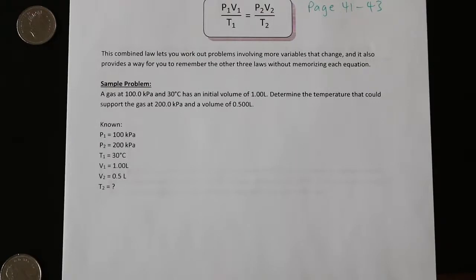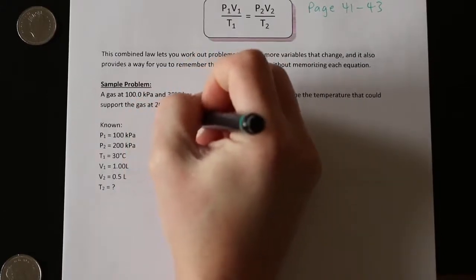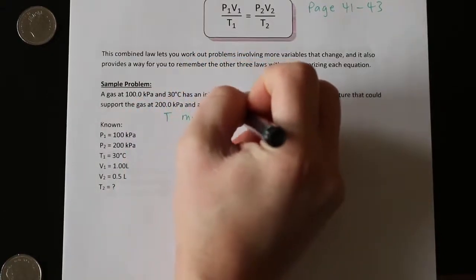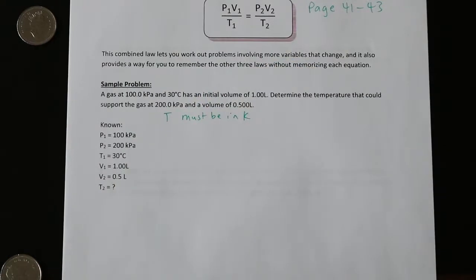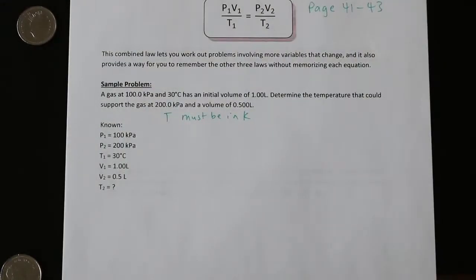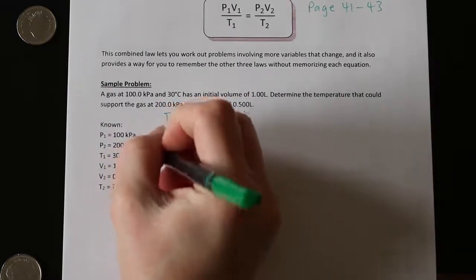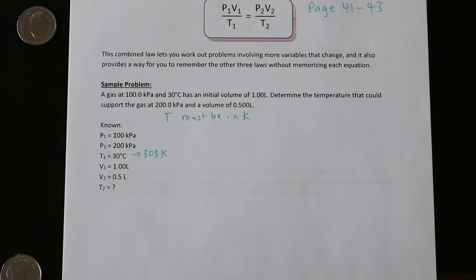Just like for Charles' law questions, whenever we have temperature, it absolutely must be in Kelvin. So we need to convert the temperature of 30 degrees into Kelvin. Remember, to go from degrees Celsius to Kelvin, we add 273. So 30 degrees plus 273 gives us 303 Kelvin. Again, you always have to have Kelvin.